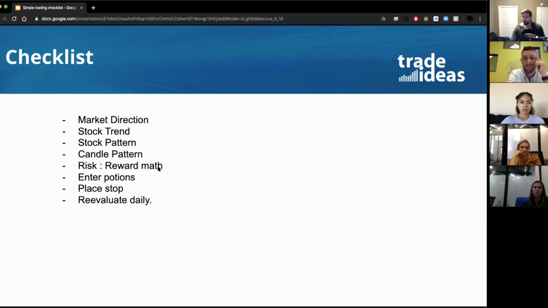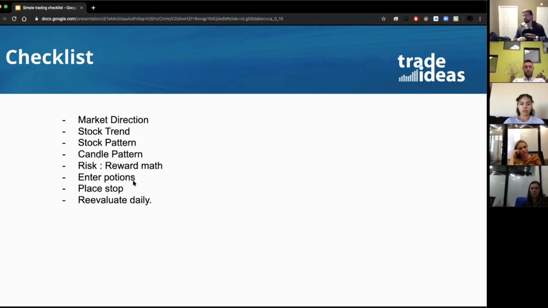Then do your math on your risk reward, enter your position, place your stop, and then just check it once a day, and do that whole checklist again. So every day: what do I think the market's going to do? Is the stock still in a trend that's working for me? What's the pattern? What are the candlesticks telling me? And every day you just repeat this and you'll have a general framework.